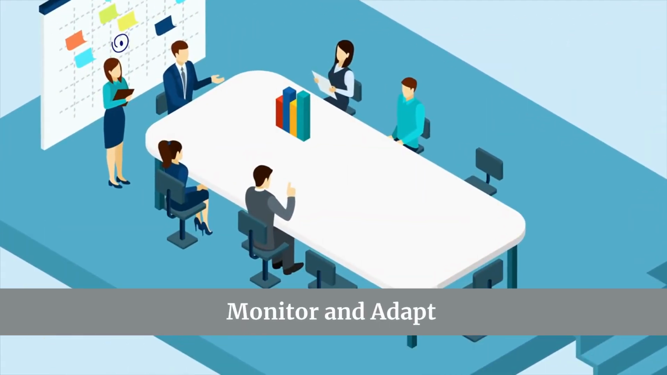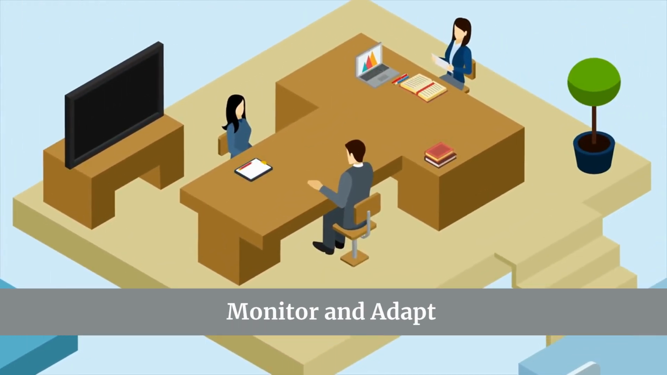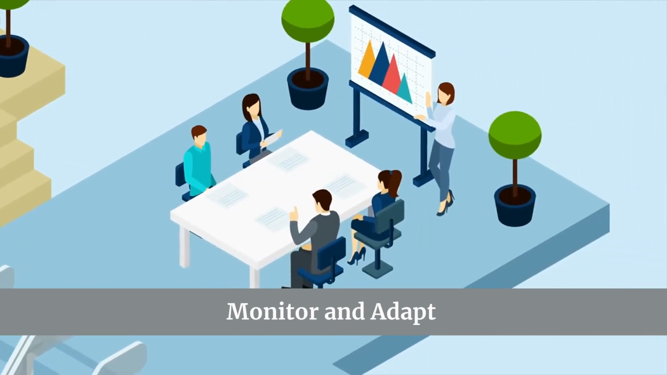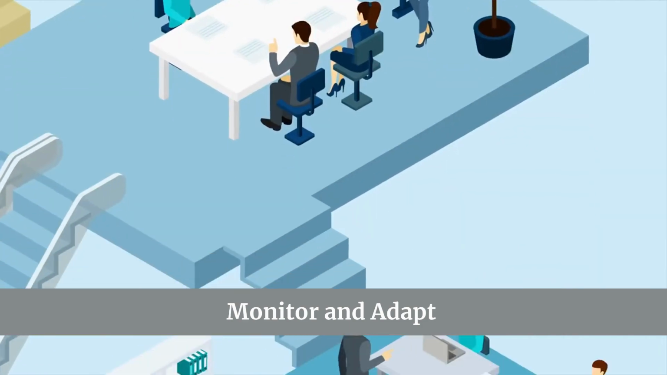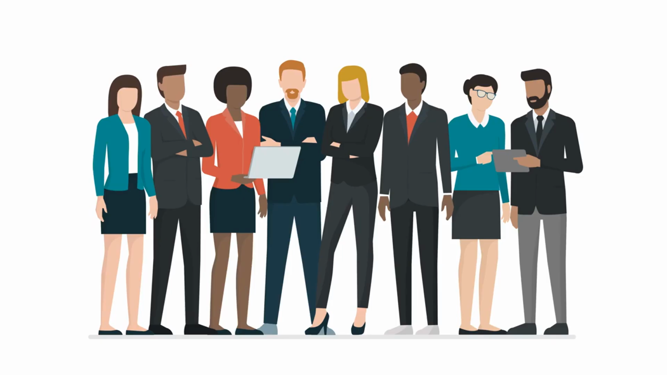And finally, monitor and adapt. Regularly inspect and adapt the Agile processes and the project environment. Use feedback from retrospectives and metrics to identify areas of improvement and make necessary adjustments.